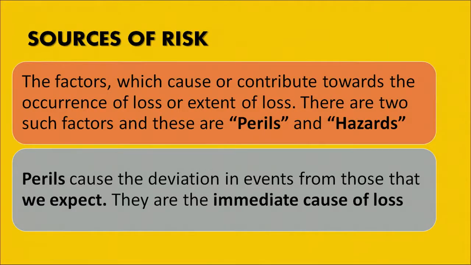Having said that, let us now talk about the sources of risk. Now, the factors which cause or contribute towards the occurrence of loss or the extent of loss are referred to as the sources of risk. And these can be classified into two factors, which are perils and hazards. Perils cause the deviation in events from those that we expect, and these are the immediate cause of loss.